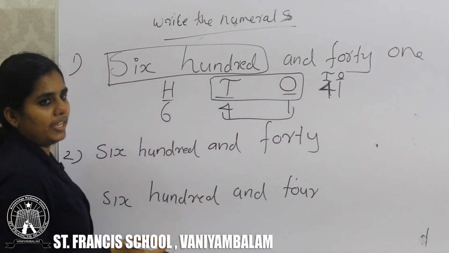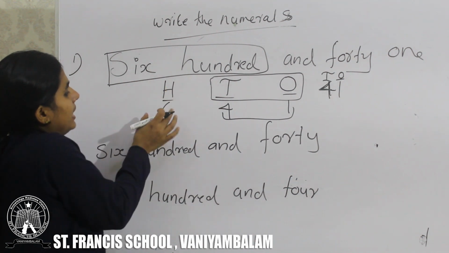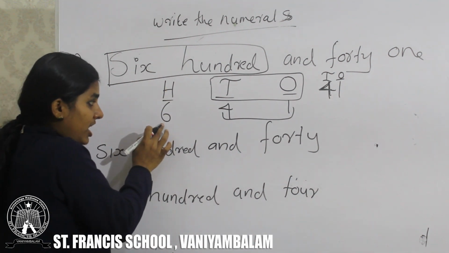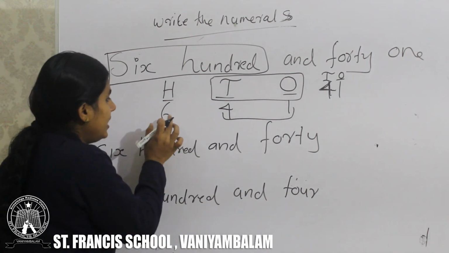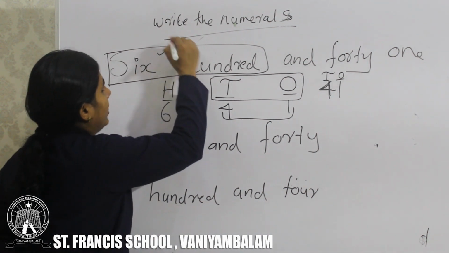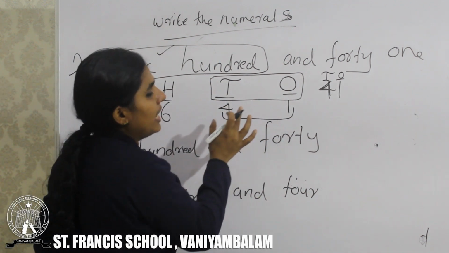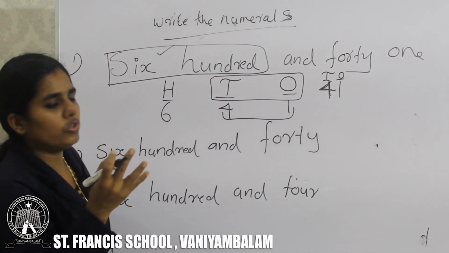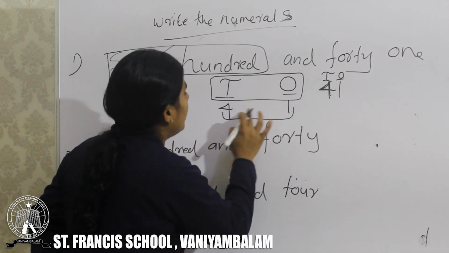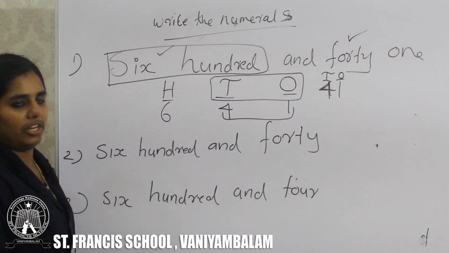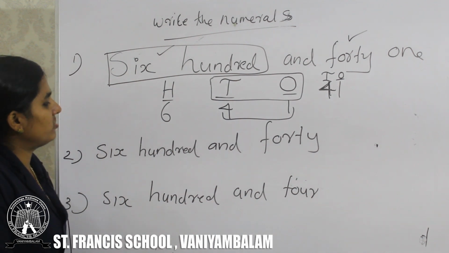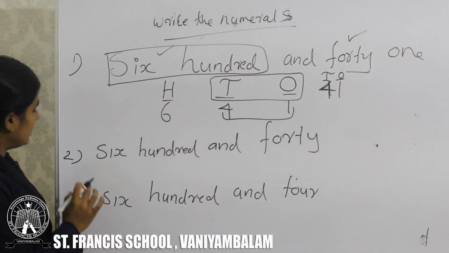641. Once again we can check our question and answer. Here which number? Number 6. That 6 stands in which place? Hundreds. That is 600. Okay. Then next we know every time tens and ones we want to read together. Here which is the number? Number 41. Okay, here also number 41. I hope you understand. Next we can see the second question.